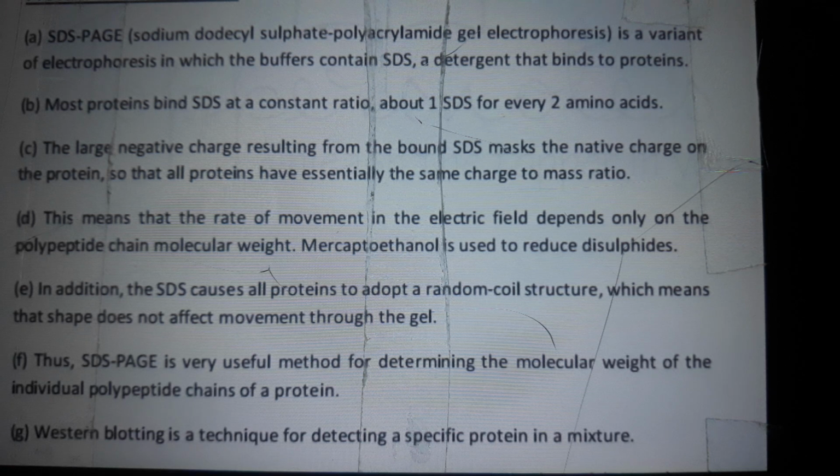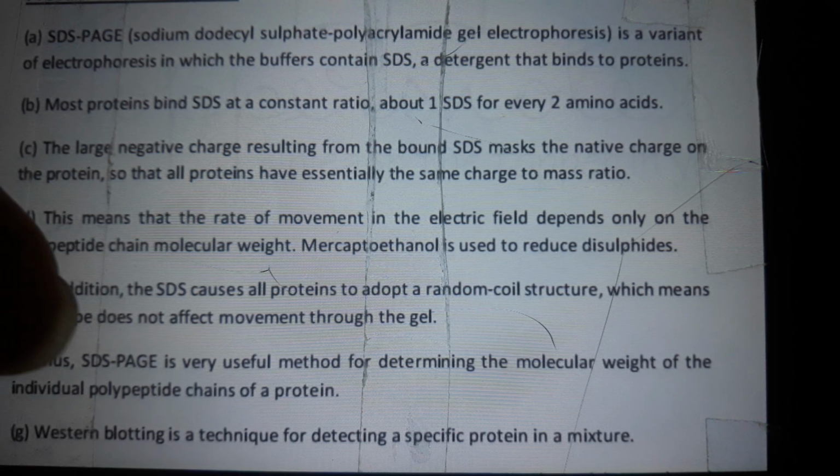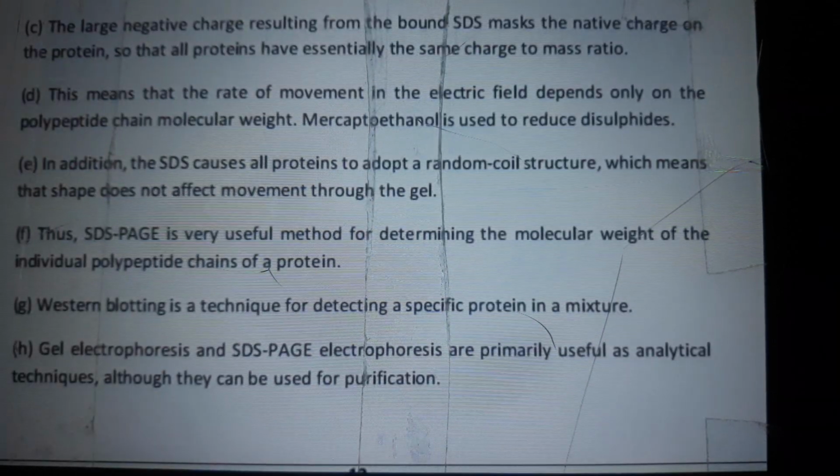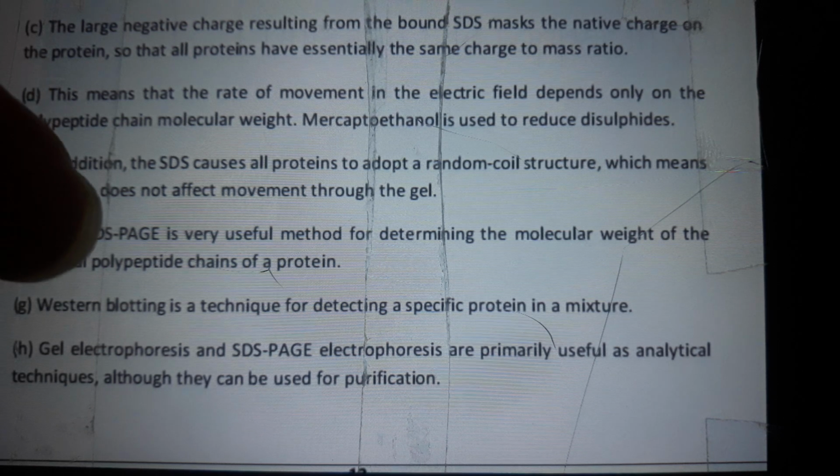Most proteins bind SDS at a constant ratio, about 1 SDS for every 2 amino acids. The large negative charge resulting from the bound SDS masks the negative charge on the protein, so that all proteins have essentially the same charge to mass ratio. This means that the rate of movement in the electric field depends only on the polypeptide chain molecular weight.